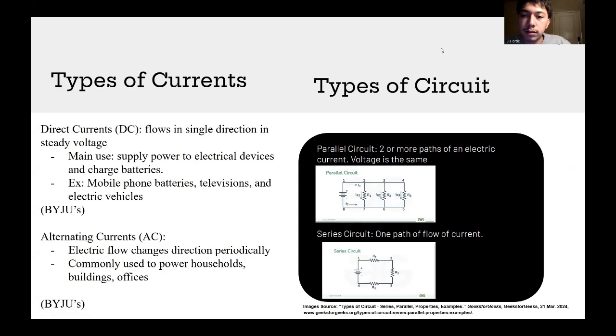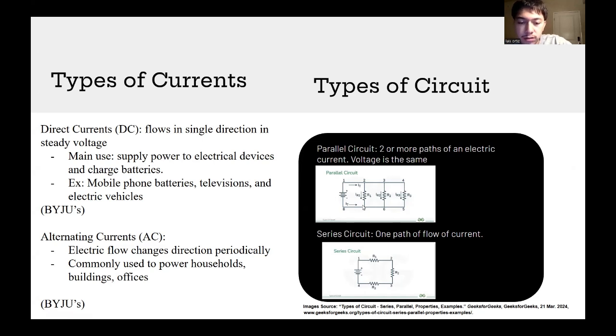So, types of circuits. There's a parallel circuit, which means that there's two or more paths in the current, and the voltage is the same. Here we see the battery, and then there's more than one path to go to. It goes up, then down, and does all sorts of loops. And in a series circuit, there's one path flow, so it just goes up, there's a resistor, goes over here, resistor, goes over here, resistor, and then goes back to the battery.